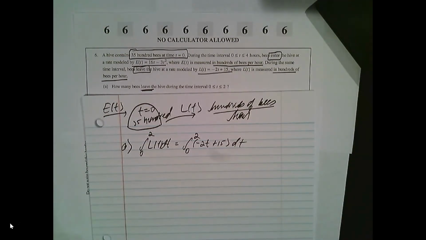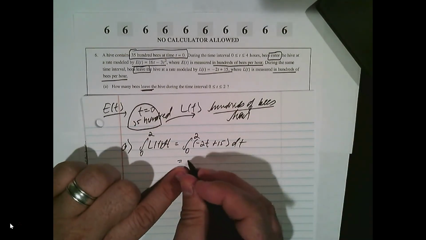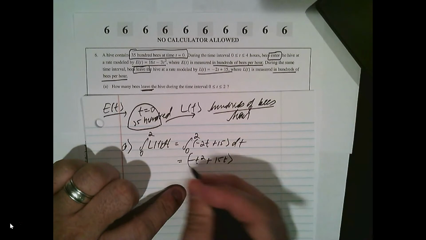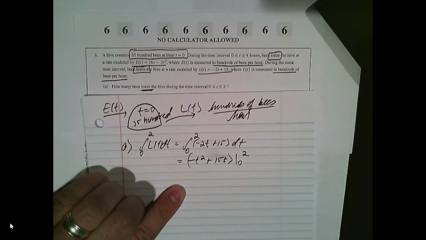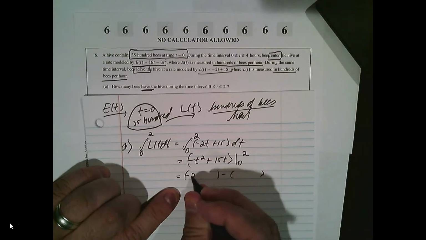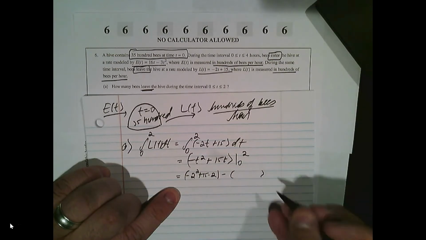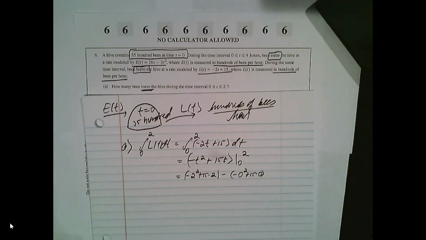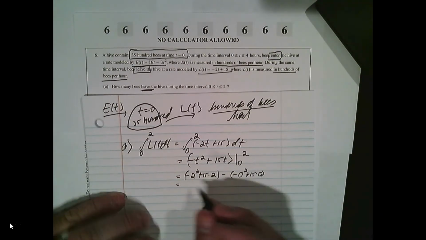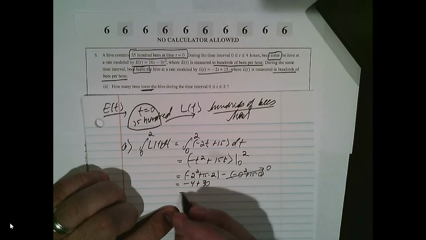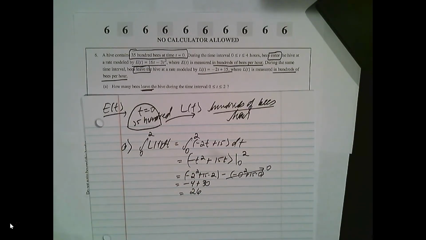Remember, this is a calculator inactive question, so you're going to have to do the work yourself. The integral of -2t is -t squared, plus the integral of 15 is 15t. We need to evaluate from 0 to 2. So we do big parentheses minus big parentheses: -2 squared plus 15 times 2, minus the negative of 0 squared plus 15 times 0. Let's simplify this a little bit more. That's -4 plus 30. All that is 0. -4 plus 30 is 26.